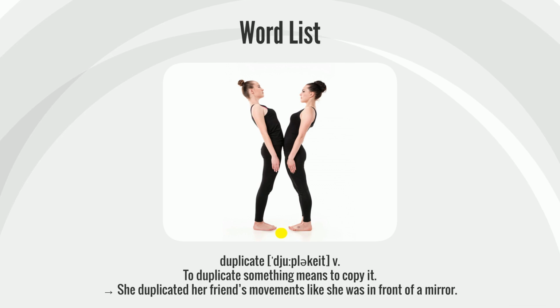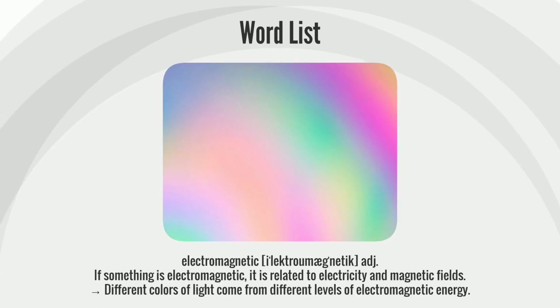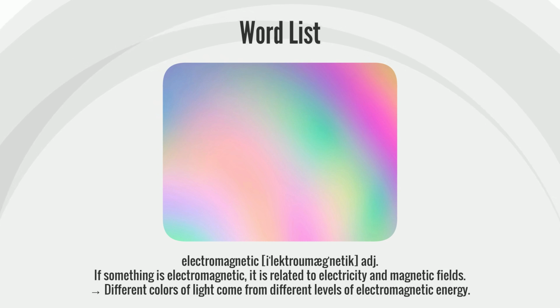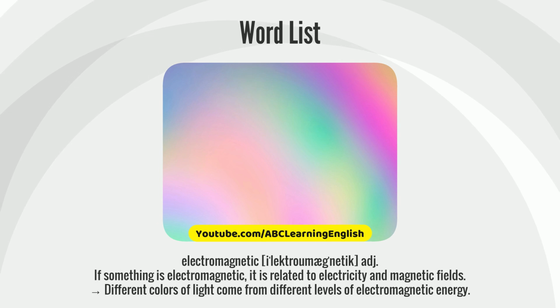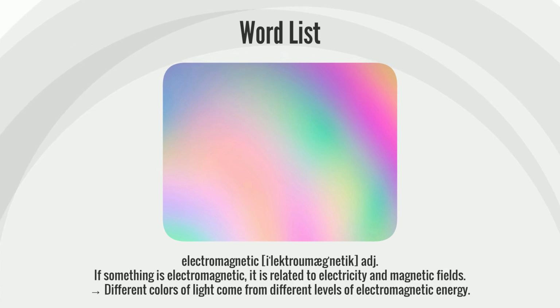Duplicate. To duplicate something means to copy it. She duplicated her friend's movements like she was in front of a mirror. Electromagnetic. If something is electromagnetic, it is related to electricity and magnetic fields. Different colors of light come from different levels of electromagnetic energy.